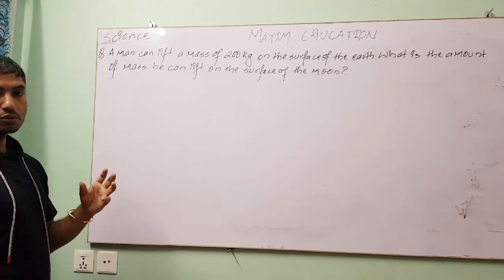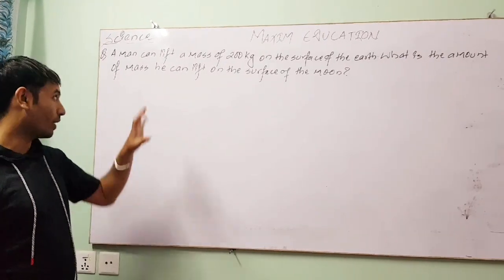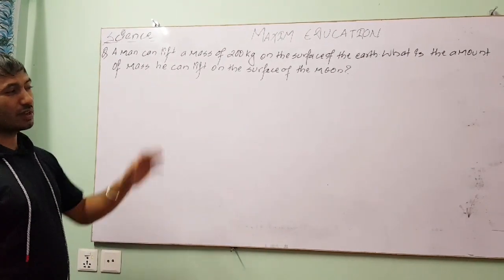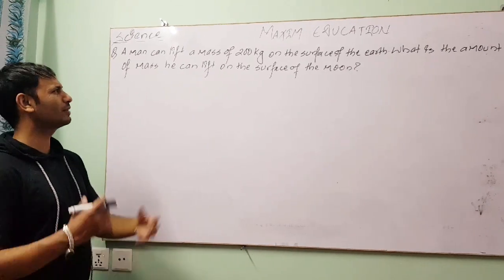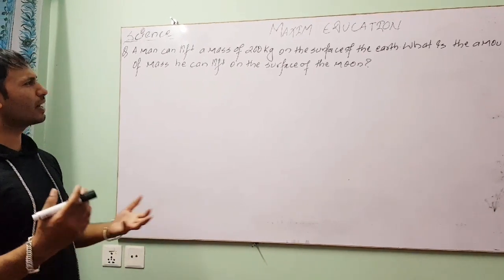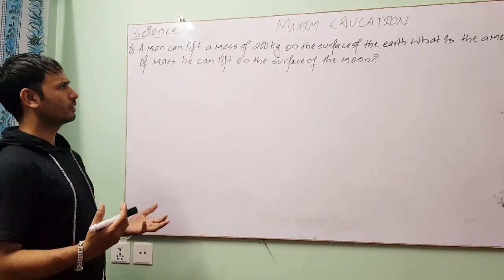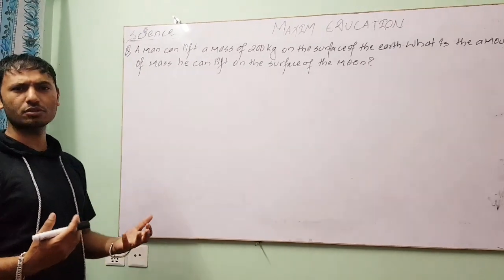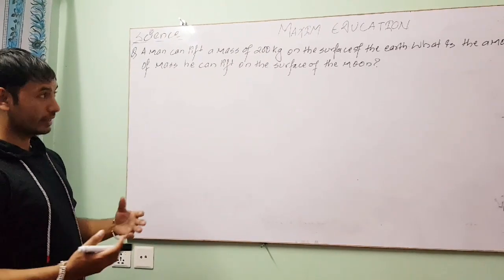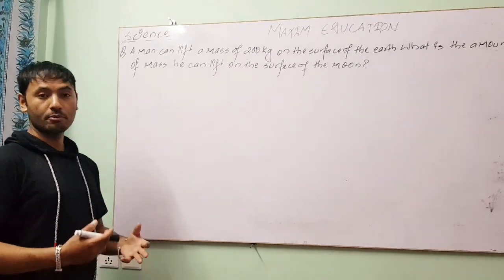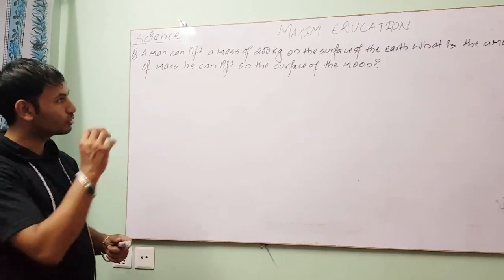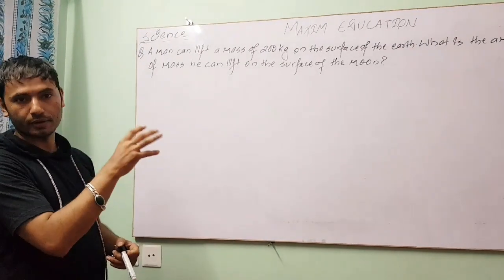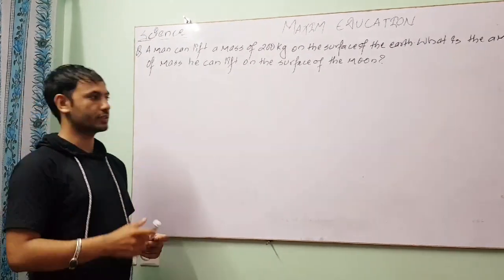Here, you need to know certain things while solving this problem. Some say that just calculate the weight and divide the total value that you obtain by the acceleration due to gravity on the surface of moon. Yeah, that gets the answer, but you need to know what the question wants you to learn. Here I will teach you that. Look.